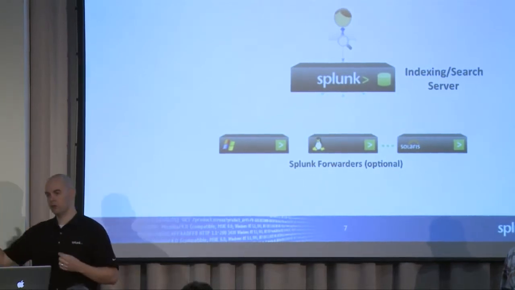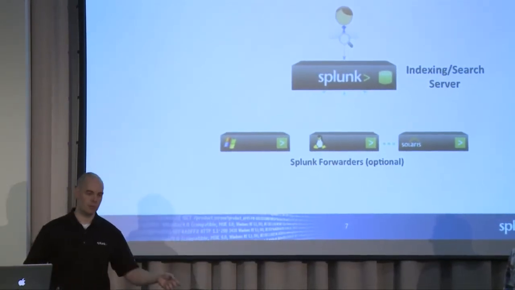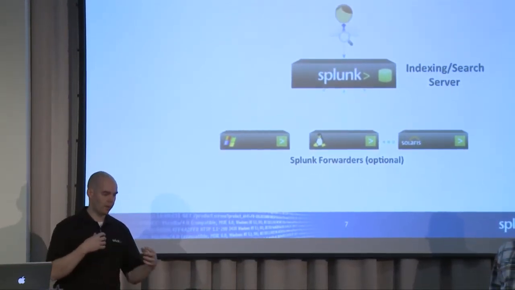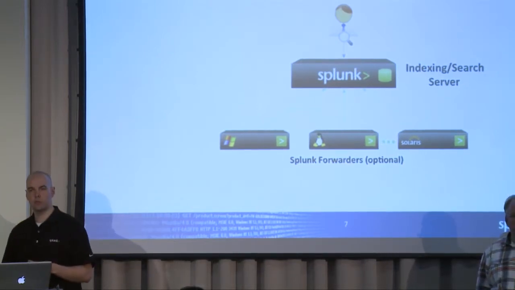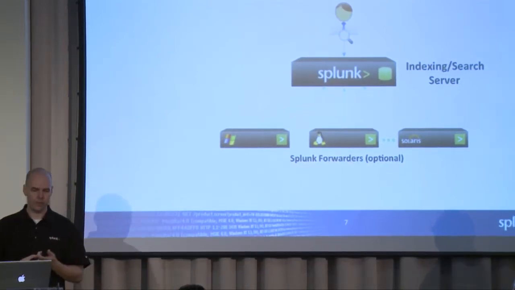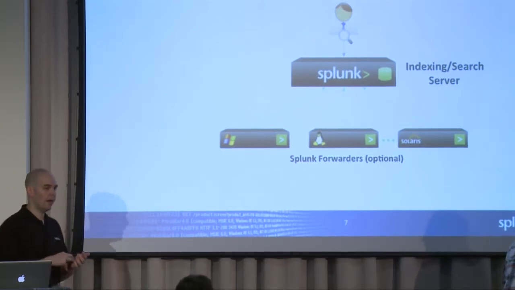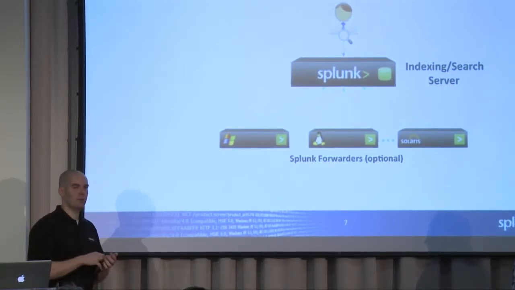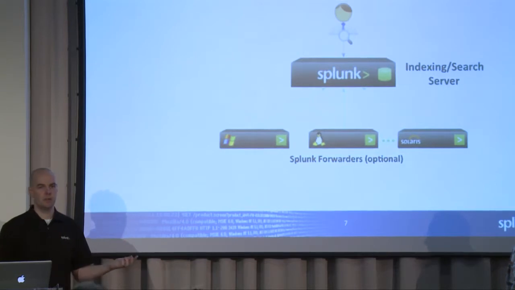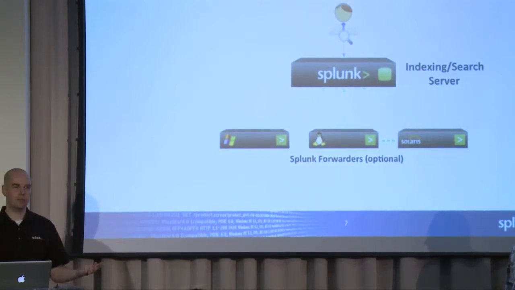You say, I want you to go grab this log file. I want you to look at this performance metric. I want you to look at these processes. You have to tell the forwarder what to do before it actually does anything. The reason that's important is because people always ask, all right, if I put this agent on my machine, what's the overhead? It depends on what you're telling the agent to do.